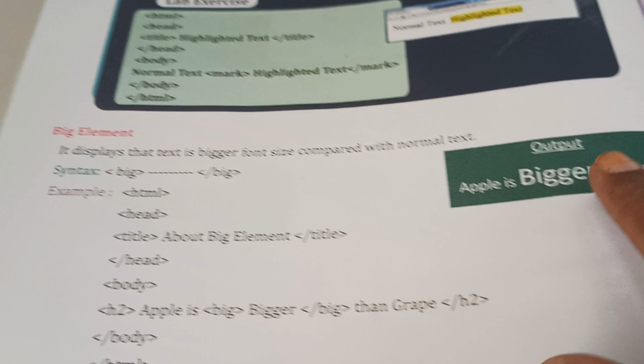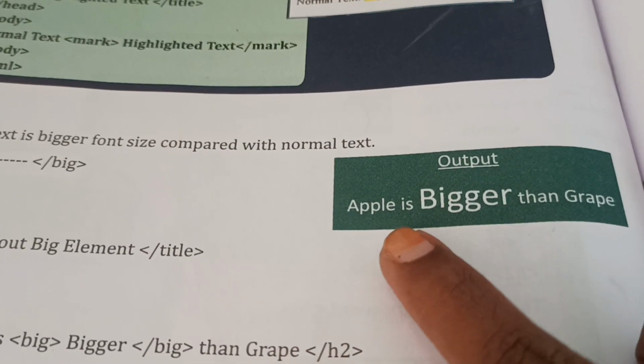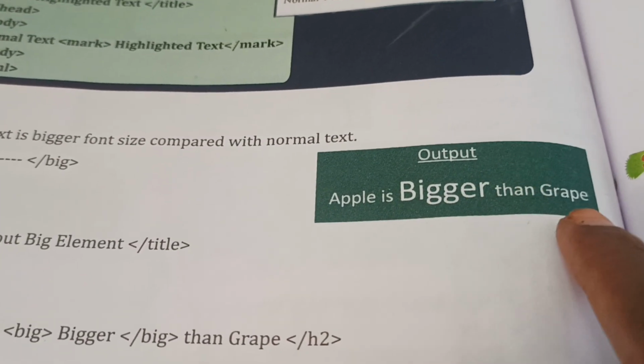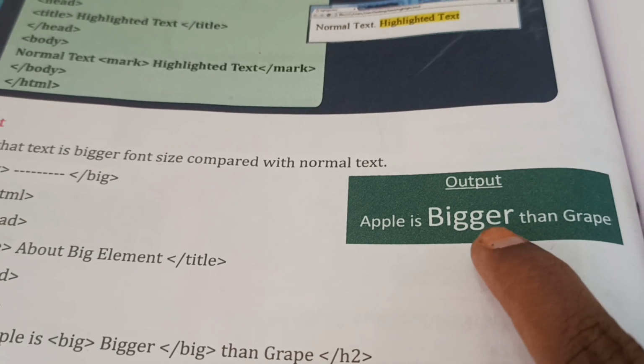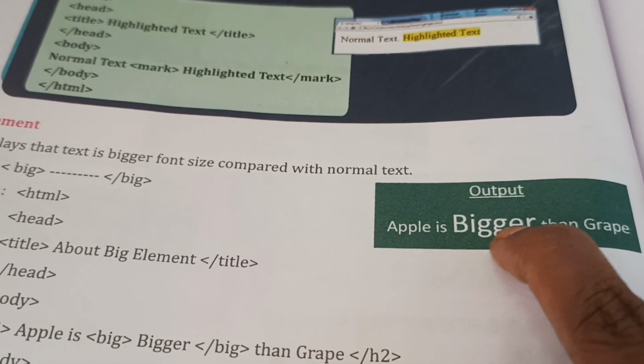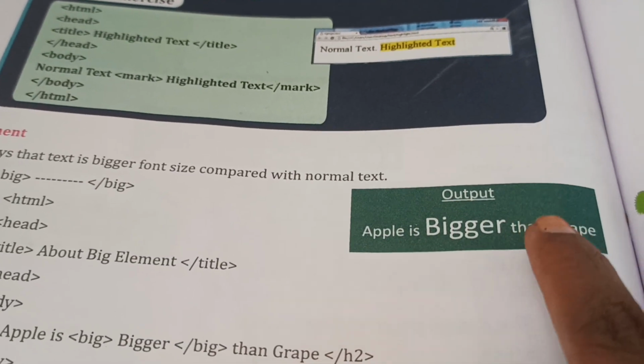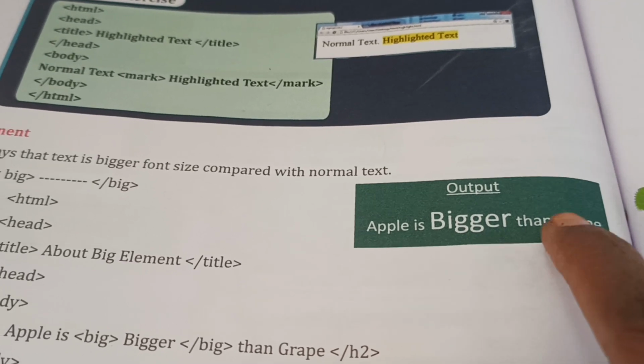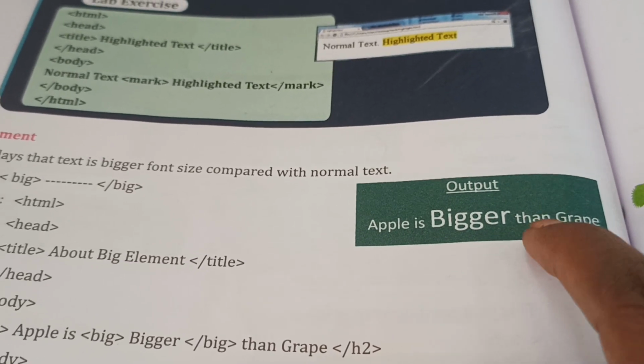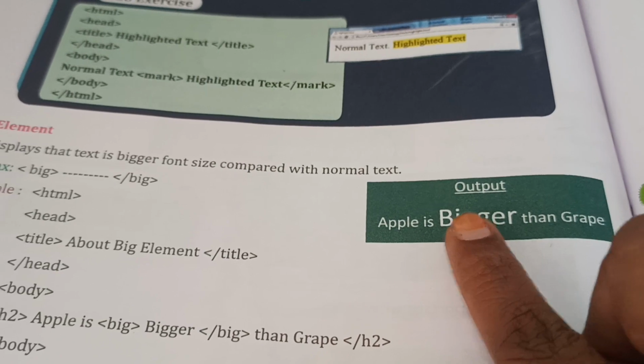First, observe the output. Apple is bigger than grapes. So the word "bigger" is in a very big size, and "than grape" is in a very small size. So in this output, how does it come?